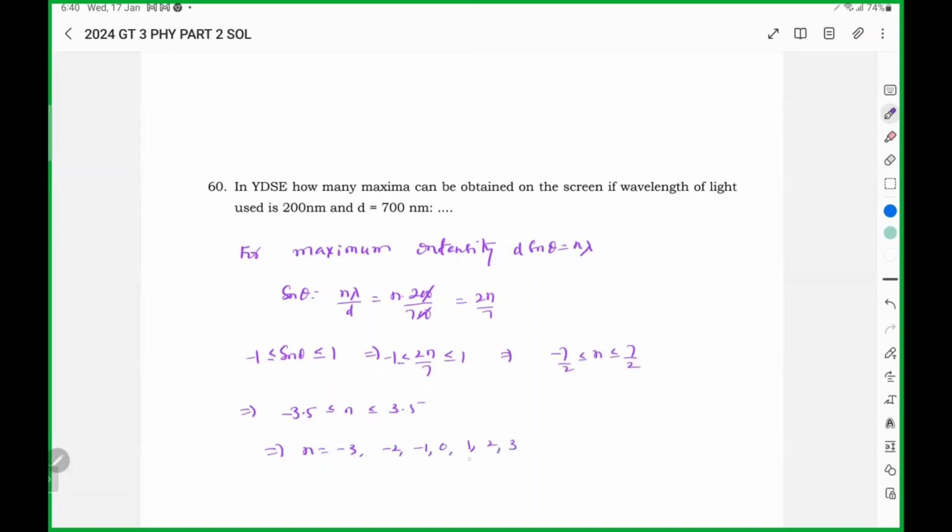So here you can observe bright fringes above the central fringe and below the central fringe. Here 3 plus 3 plus 1, so here the number of maxima is equal to 7.